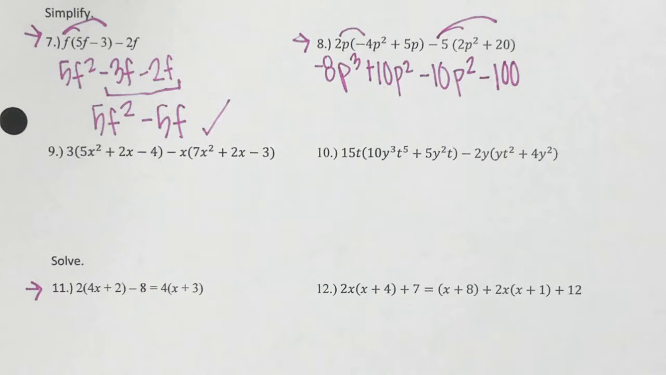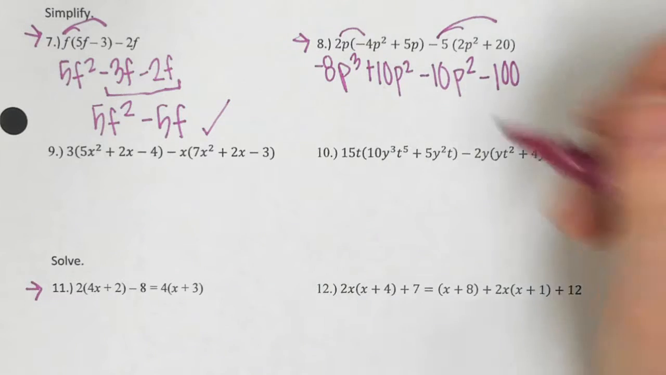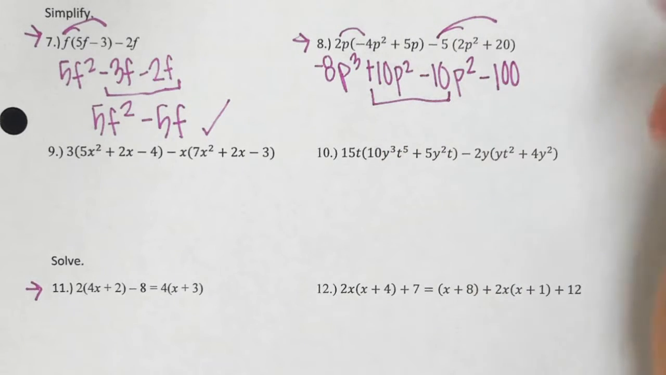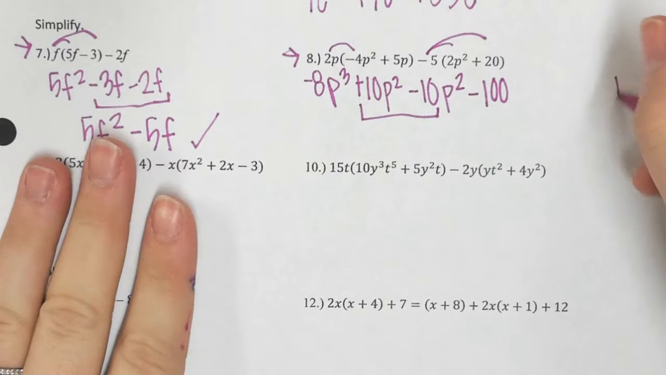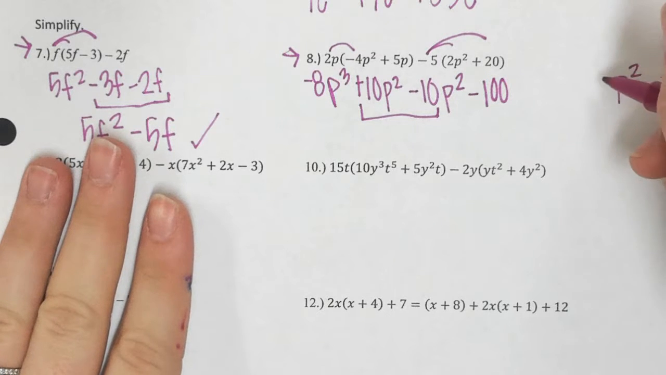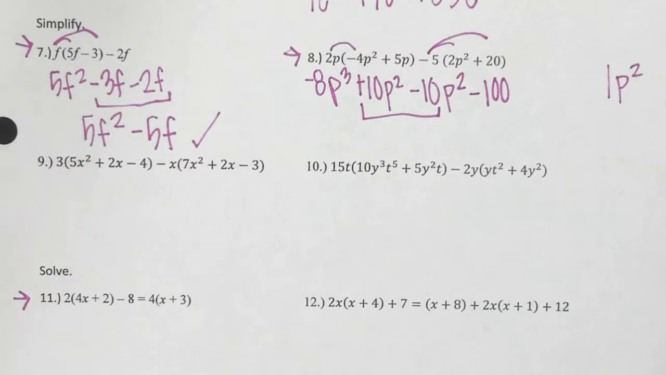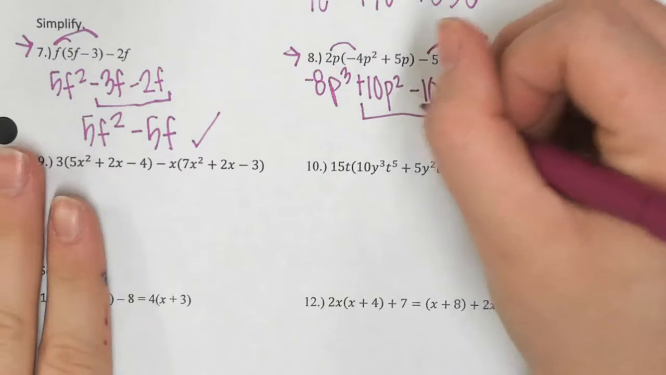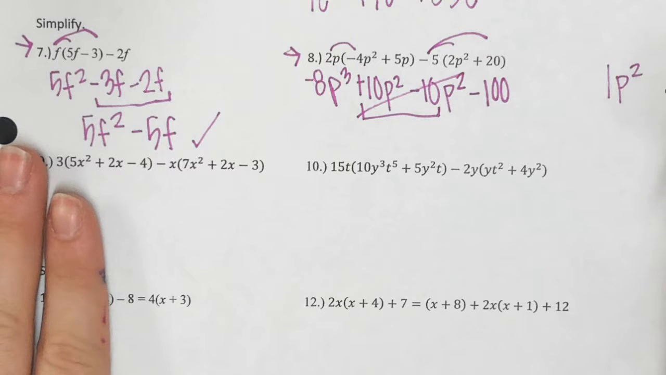Do you see any variables that are exactly the same? Callie, which ones do you see? 10p squared and negative 10p squared. So let's combine them. 10 minus 10. You had $10. I took your $10. How many dollars do you have? Nothing. 0. But listen, if you write p squared, that's saying that you have 1. So if you have 0, nada, nothing, not a single little bit, they disappear. You just don't write it.